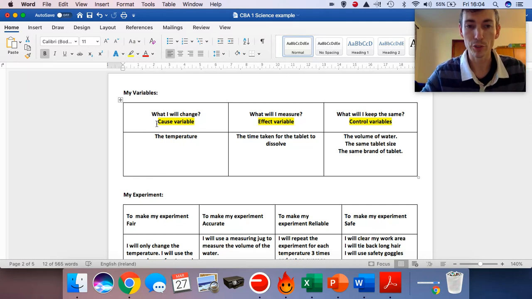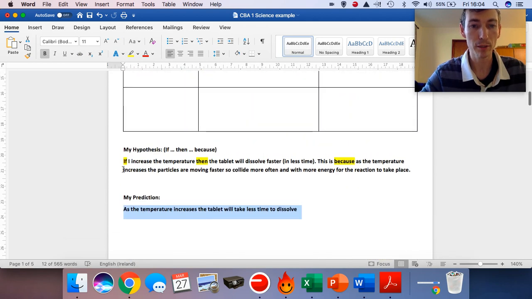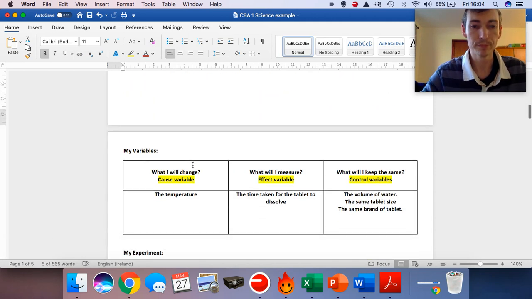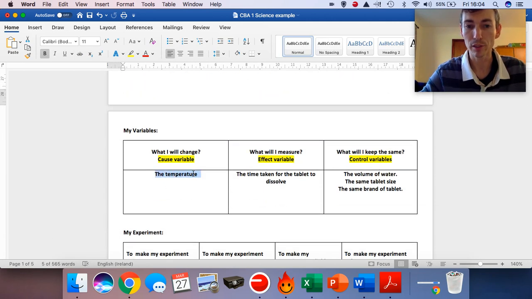Lots of you were getting confused on your variables. These are what we were talking about in class: your cause variable, effect variable, and control variables. For the cause variable, what will I change? The only thing that I am allowed to change in this experiment is the temperature of water. Let's go back to our hypothesis. If I increase the temperature, I am changing the temperature. That's what I am changing. We've outlined that there now.